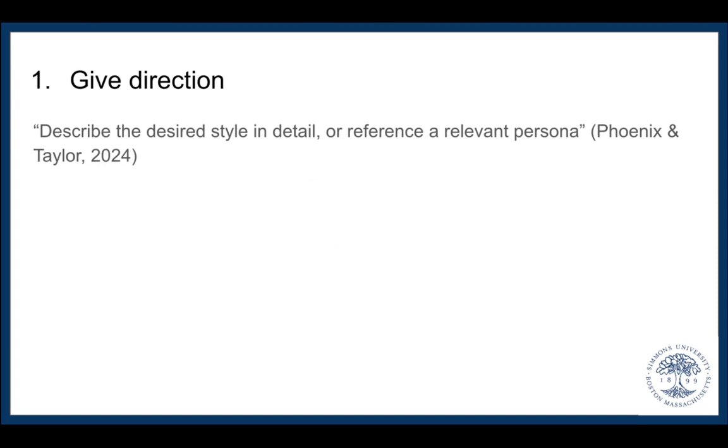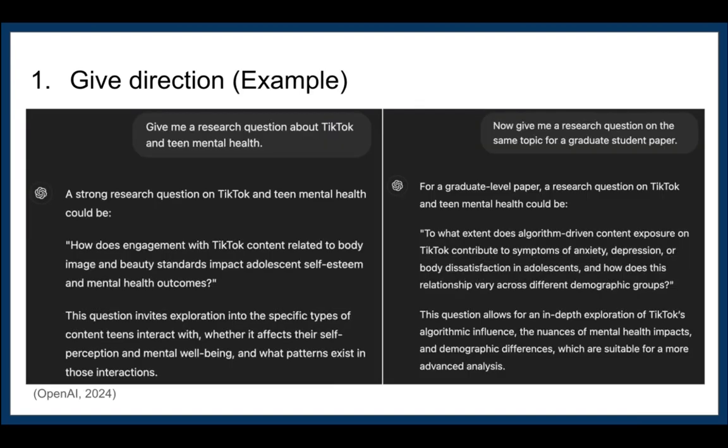The first principle we are going to cover is to give direction. Describe the desired style in detail or reference a relevant persona. In this example, my first prompt was, give me a research question about TikTok and teen mental health. The second prompt, now give me a research question on the same topic for a graduate student paper, gives more direction by specifying that I am a graduate student, which is an example of a persona.